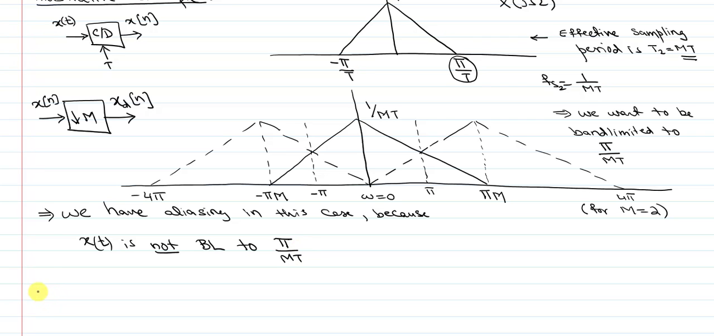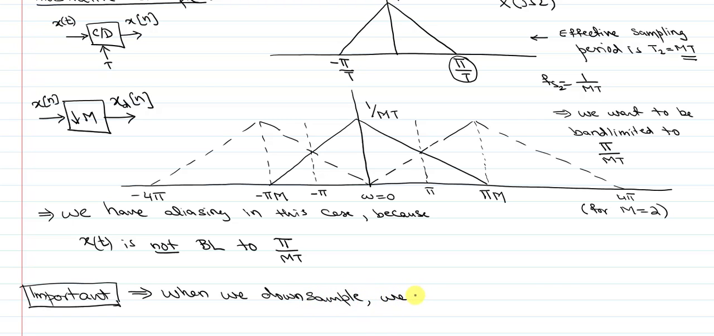So what that tells you is the following, which is very important in downsampling. When we downsample, we run the risk of aliasing. Okay. The only way to avoid aliasing is to have the original signal band limited to pi over MT.